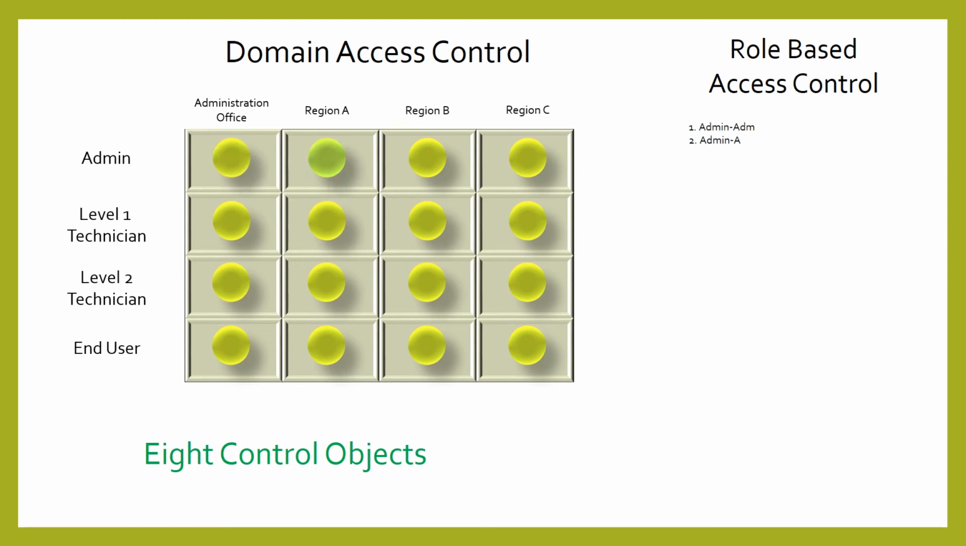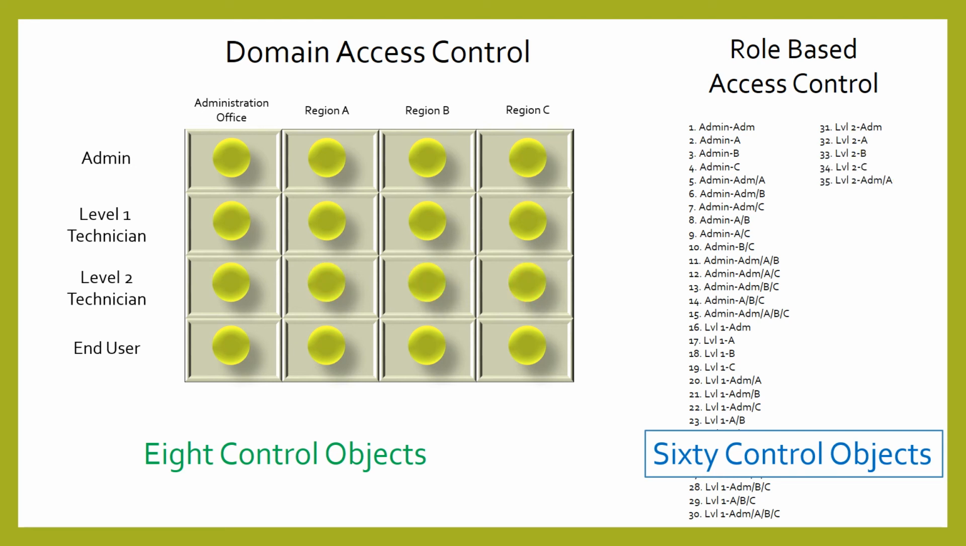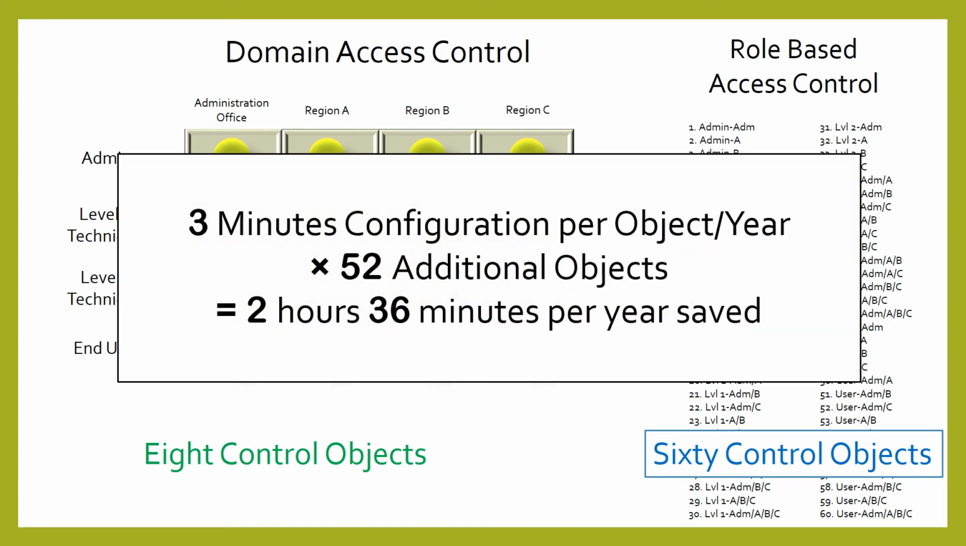To replicate the same level of access control supported by this minimalistic configuration, you can see the role-based system must stretch substantially. With only 4 domains active, we can see that the role-based access system must expand to over 60 role variants to provide an equal number of configuration options. That means 60 controls must be built, tested, and maintained. Even if we ignore the risk and look only at the cost, assuming an industry standard of 3 minutes of maintenance per object per year, the difference in this example equates to a savings of over 2.5 hours per year.